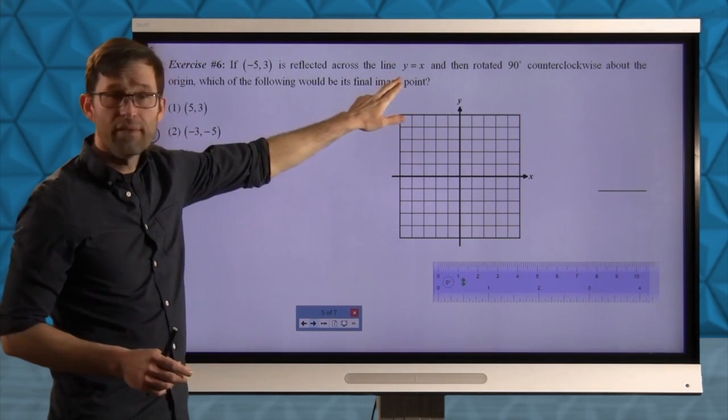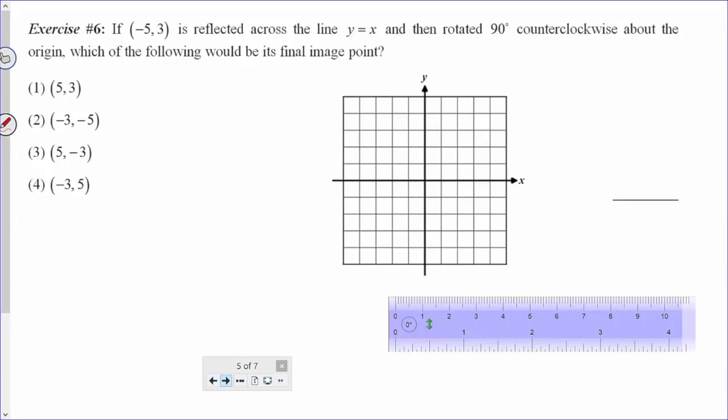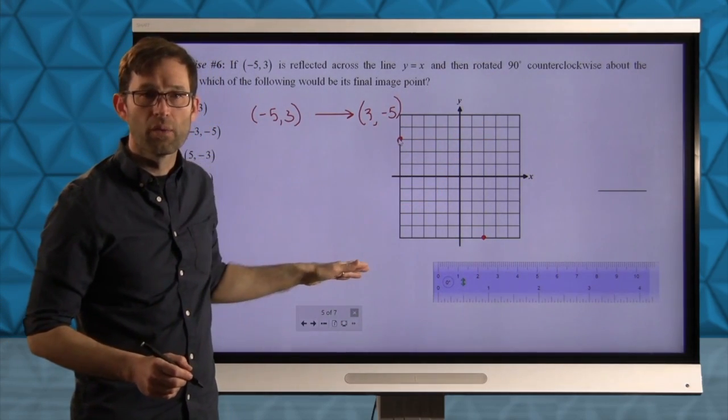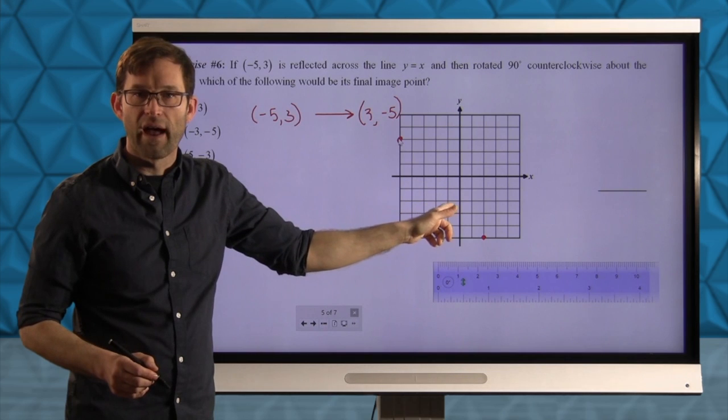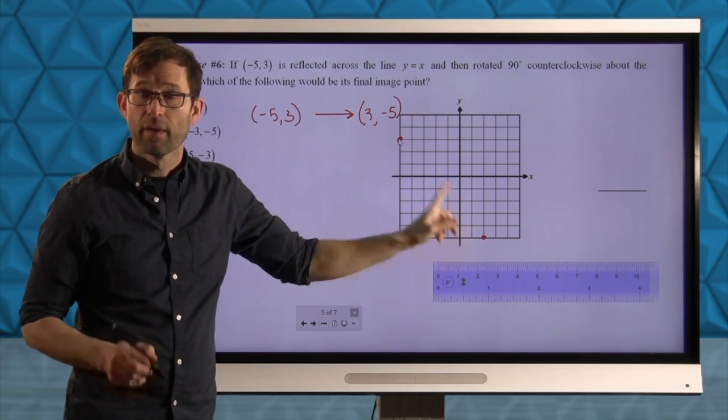Now again, that one is so easy that for me, if I've got negative 5, 3, which is sitting right here, right? And I reflect it across the line y equals x, then that's going to be 3 comma negative 5. And that's going to be down here. Now, of course, you could always draw on like y equals x and then count those diagonals and then come back out and end up having the point right there.